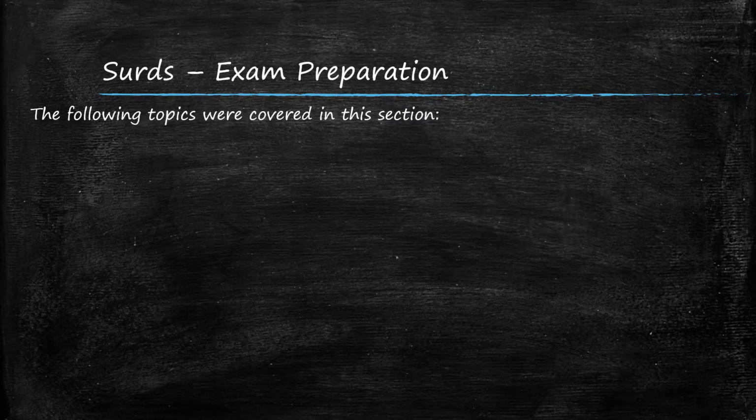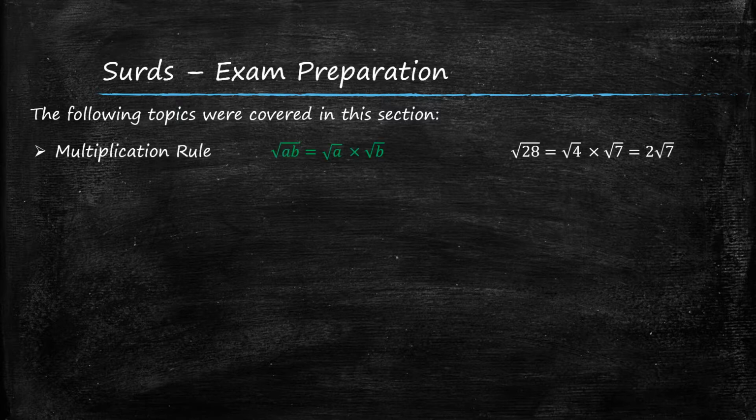Surds exam preparation. By now you should have covered the following topics within this section. We started out with the surds multiplication rule: root AB is equal to root A times root B, and we discussed how we look for factors that are square numbers, which can help us in simplifying surds.